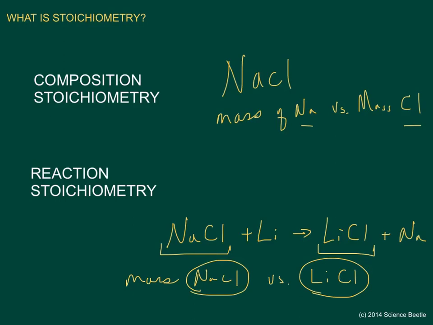So it is a subtle difference, and so just to make sure that you understand these, again, make sure you go back, rewind the video here if you need to a couple of times and read this again. But essentially, composition stoichiometry is the relationship of the mass of the elements in one compound, and reaction stoichiometry is going to be the mass relationship of the compounds in a reaction.